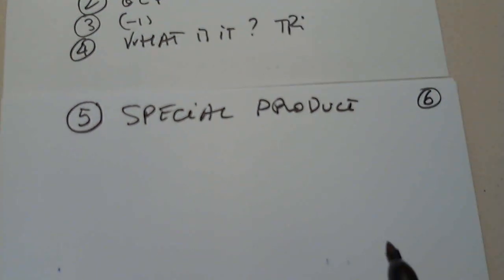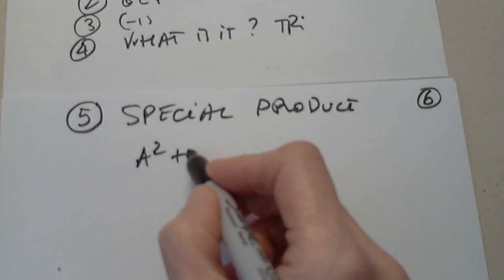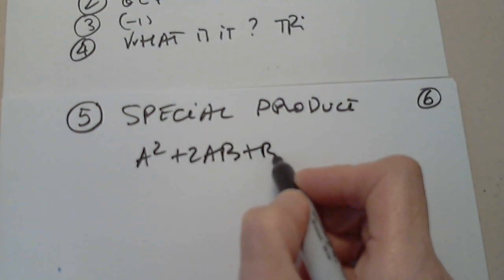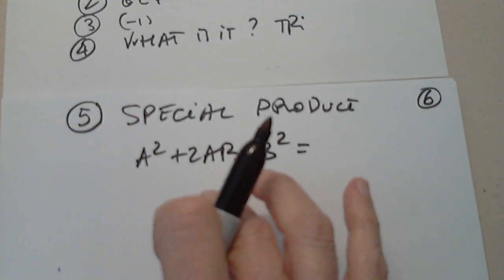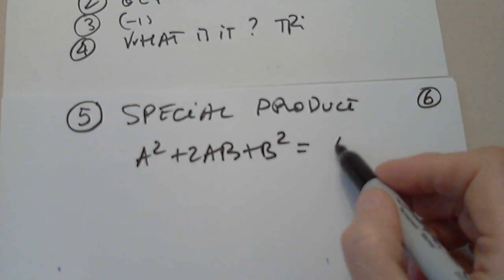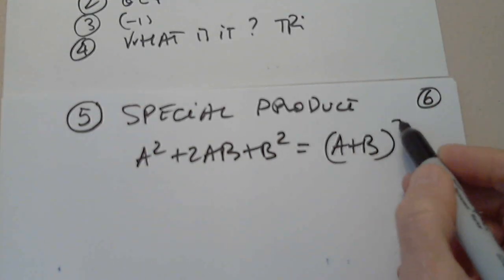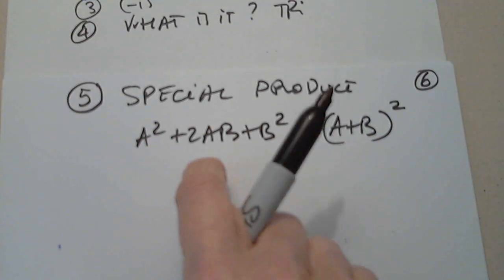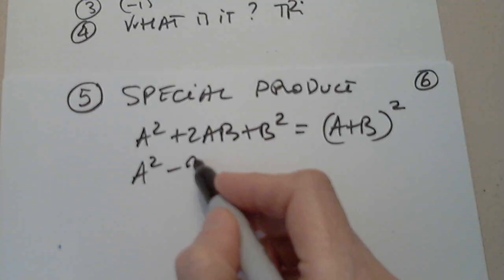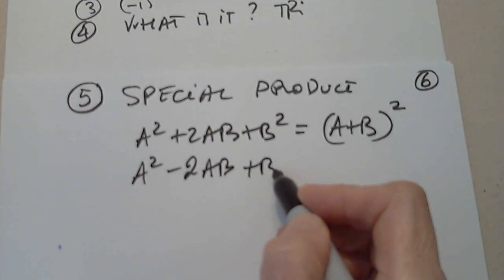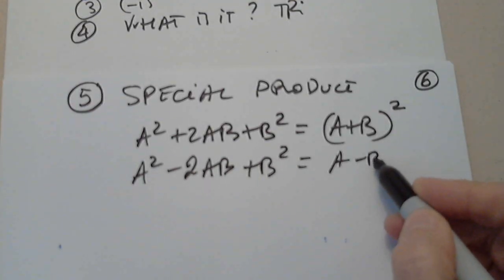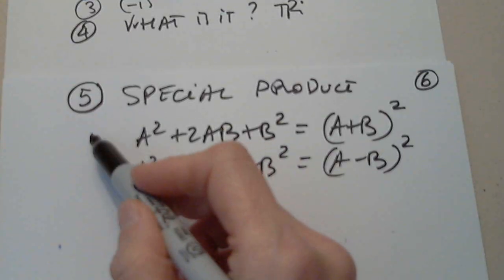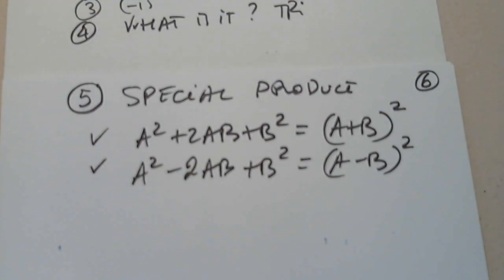And we know a squared plus 2ab plus b squared. We know where this is coming from. It's coming from a plus b everything squared. We know where the next one is coming from. It's coming from a minus b everything squared. We discussed these special products last week.